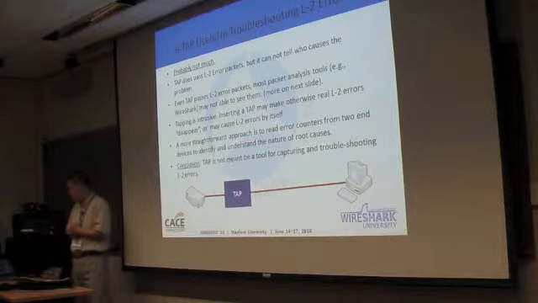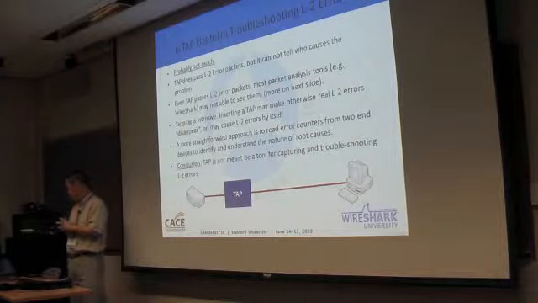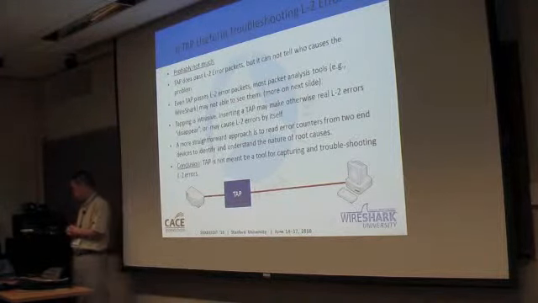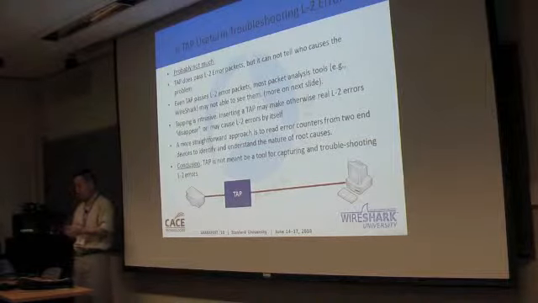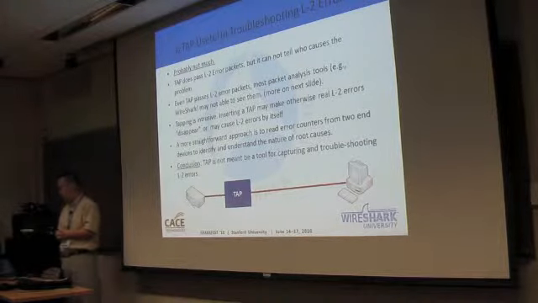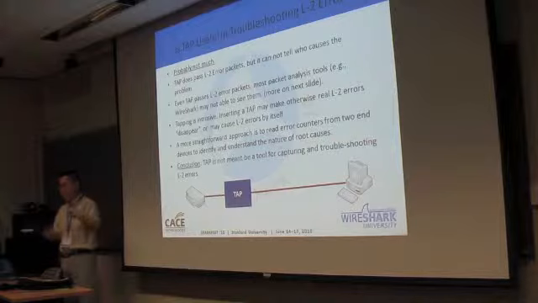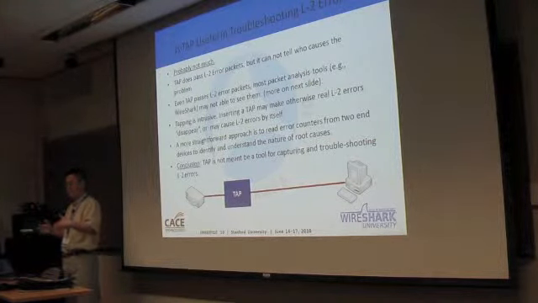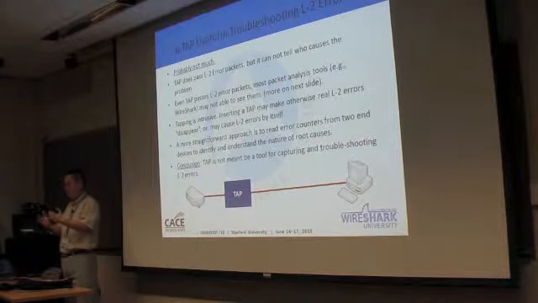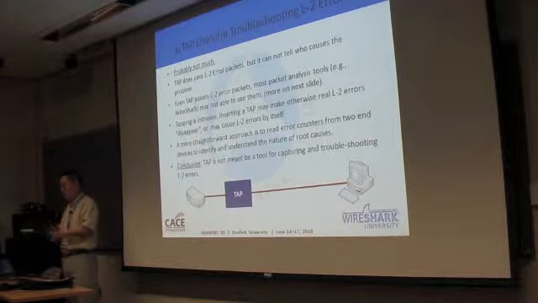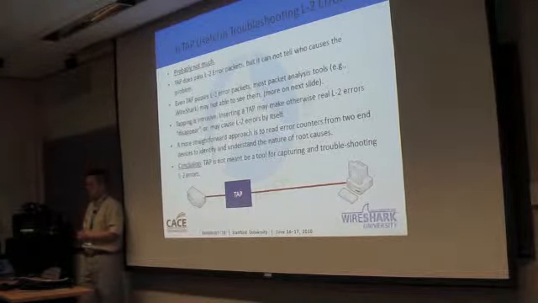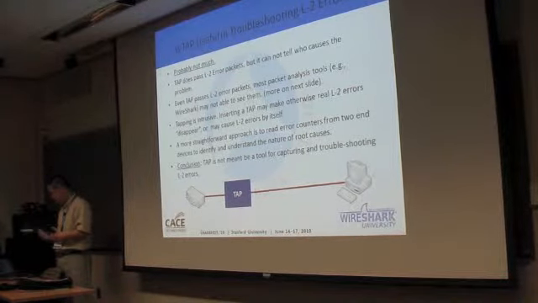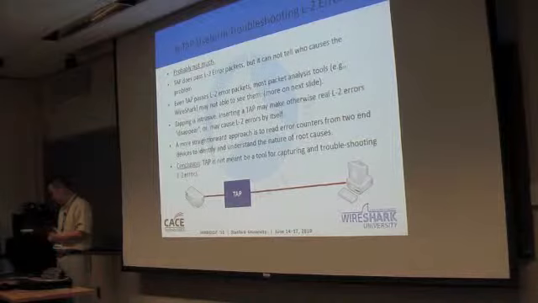And also, even though the TAP can pass the L2 error packets to a sniffer, most packet analysis tools, for example Wireshark, may not be able to see them, because when this L2 error packet reaches the computer, the MAC interface of this NIC will drop L2 error packets anyway. I have the next slide to show this.